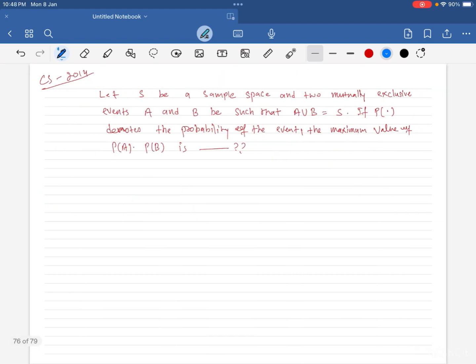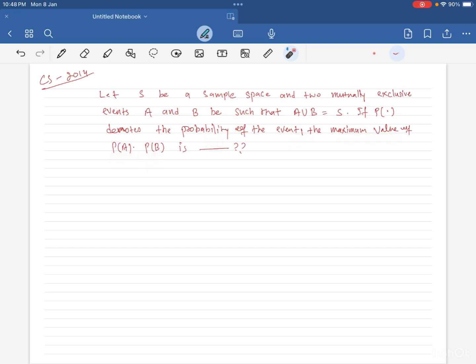Okay, now let's move to the next question. This question is from CS 2014. Let S be a sample space of two mutually exclusive events A and B such that A union B is equal to S, right? So if you take the union of these two events, that is going to return the complete sample space S. If P denotes the probability of an event, the maximum value of probability of A into B is?